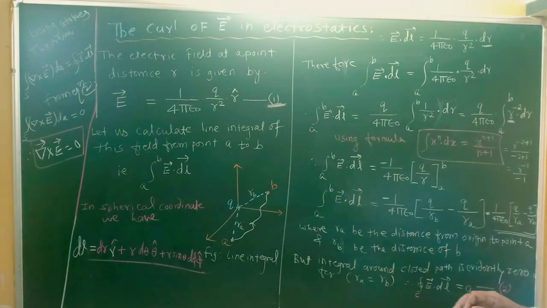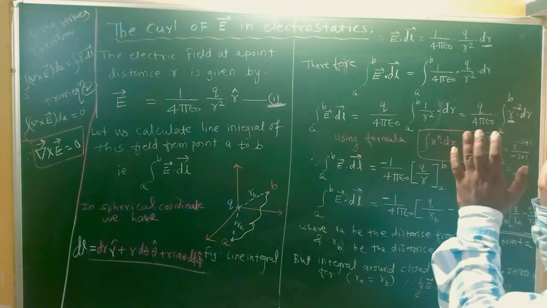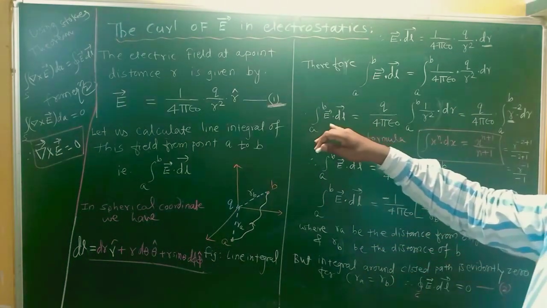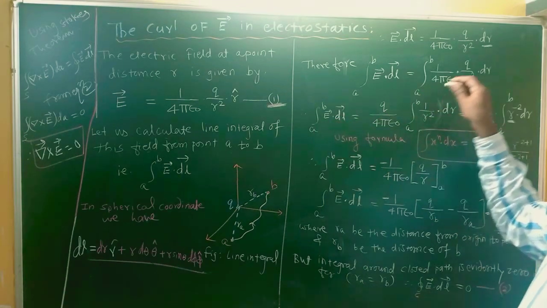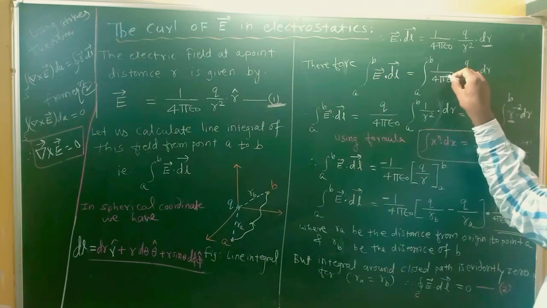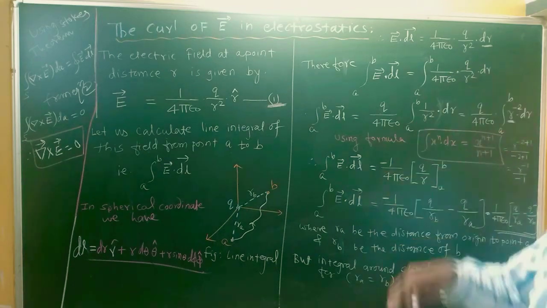Right. Now we take the common factors out of the integration. The line integration from A to B of E bar dot dl bar is equal to, what are the constant factors? Q is a constant, and 1 upon 4 pi epsilon 0 is a constant, taken out of the integration.